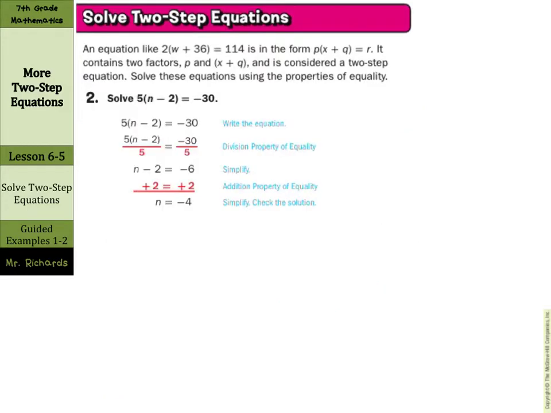What about 5 times the quantity n minus 2 equals negative 30? Again, could you distribute? Sure. But we can also divide by this 5 on both sides, and we're left with n minus 2 equals negative 6. Add 2 to both sides, and n equals negative 4. Again, you could distribute, but you're going to be dealing with larger numbers and more steps if you were to do it that way. Let's try a few of these on our own.